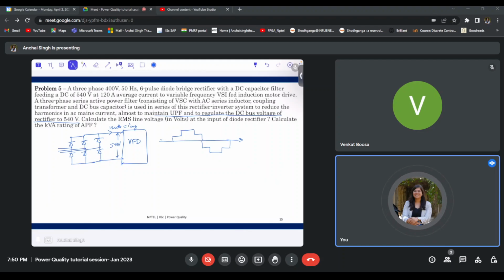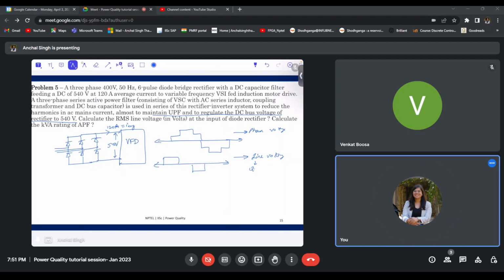So from that stepped waveform, this is for the phase voltage. And when we calculate the line voltage by subtracting these phase voltages, the waveform for line voltage will be a quasi-square wave. And we already know how to find the value of a quasi-square wave.